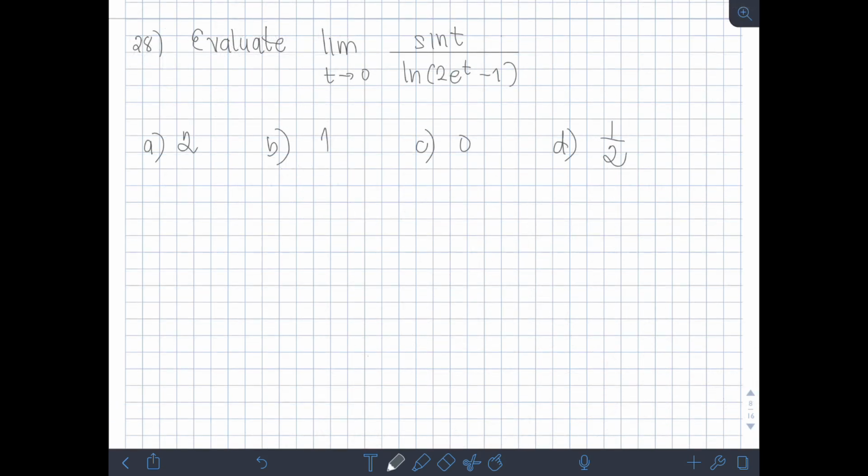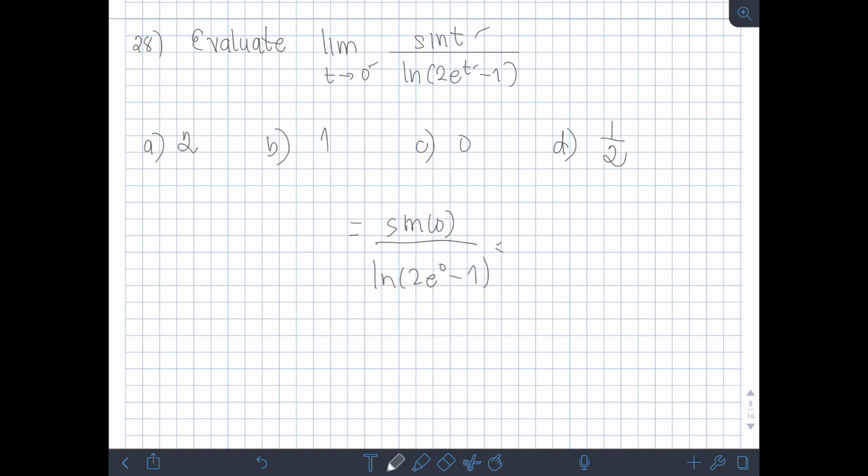Right? Next, we have evaluate the limit of sine t over ln of 2 e raised to t minus 1 as t approaches 0. Okay, so first step, pwede natin i-substitute itong 0 doon sa t, doon sa functions natin. So we have sine of 0 over ln of 2 e raised to 0 minus 1.